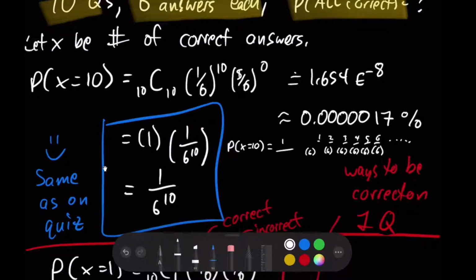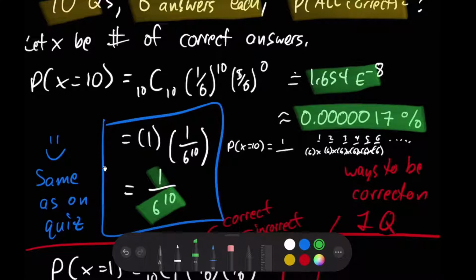I wanted to find all the different ways, so I had to count all of them. How many ways can I answer question 1? And how many ways can I answer question 2? And question 3? It's an and question, so we use the product rule and multiply. That's where I came up with this formula. I have one way of getting all the correct answers, divided by 6 times 6 times 6 times 6, 10 times. So 1 over 6 to the power of 10, which equals this number right here, approximately 0.000017%. If we want to think about it that way, that's fine.